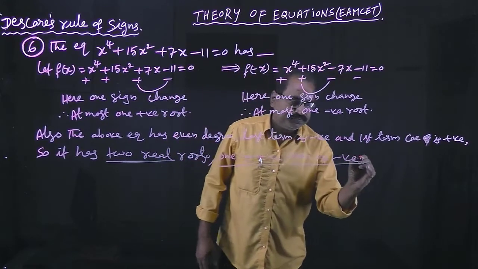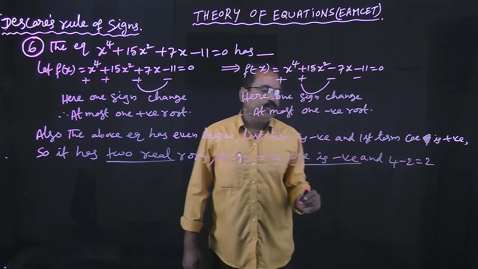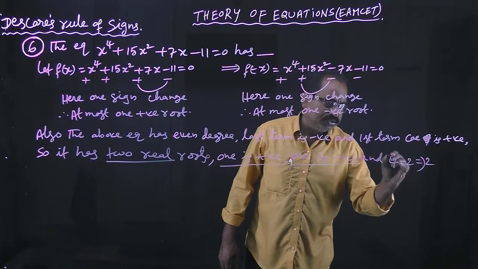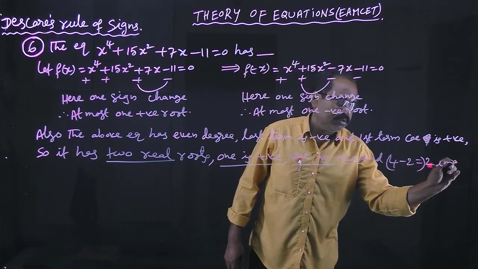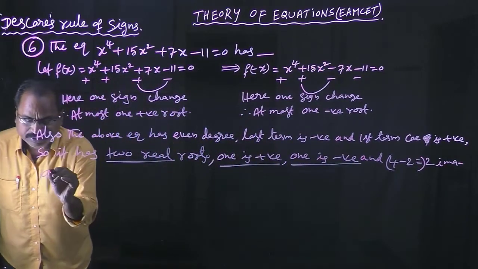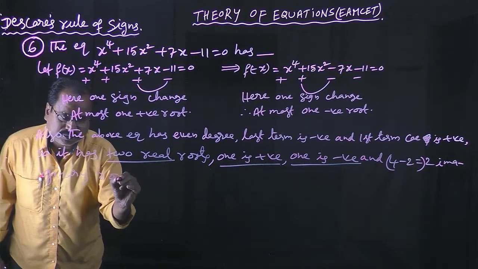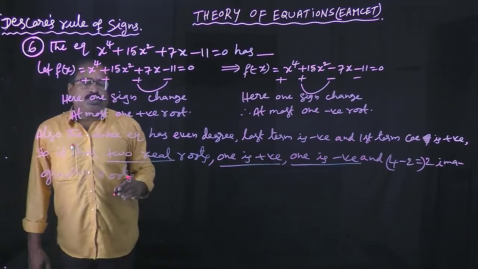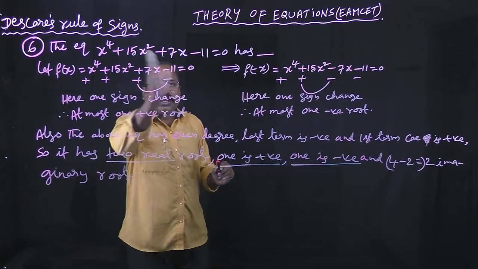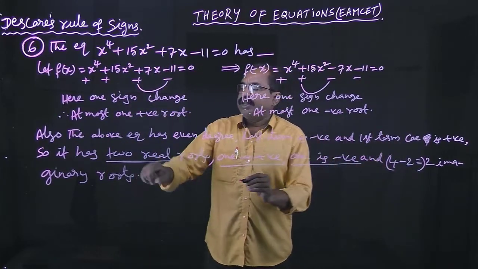And 4 minus 2 is equal to 2. Two imaginary roots. So two real roots, 4 minus 2, that is equal to two imaginary roots.